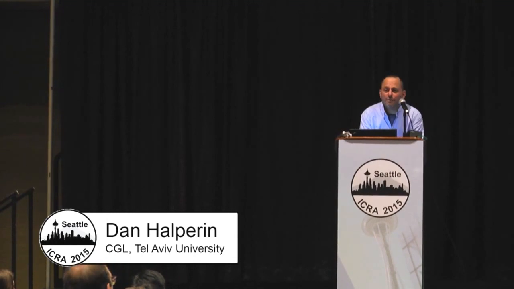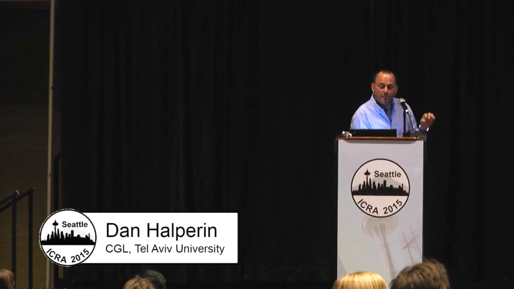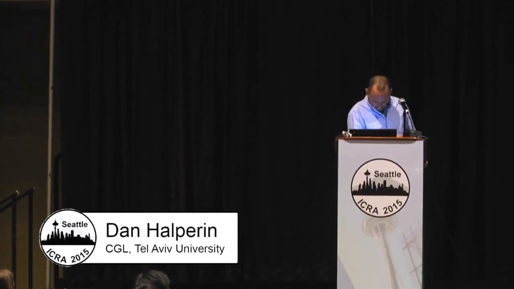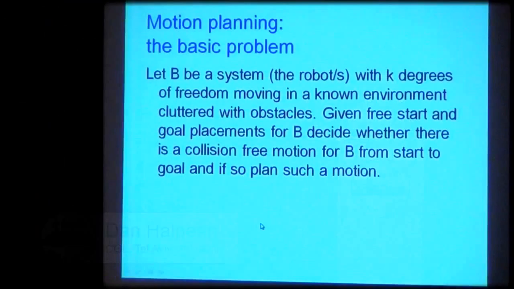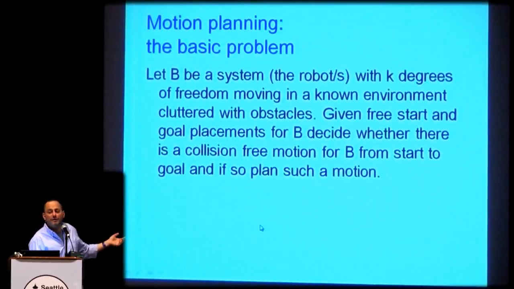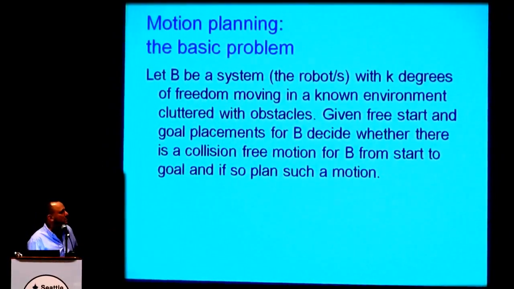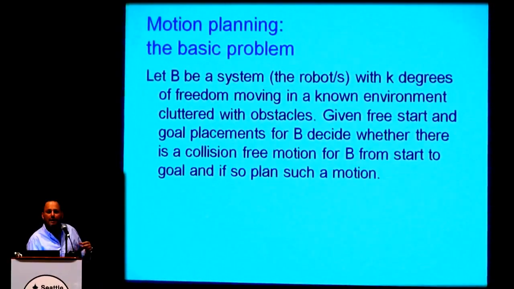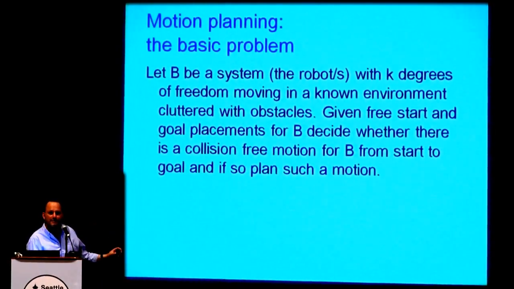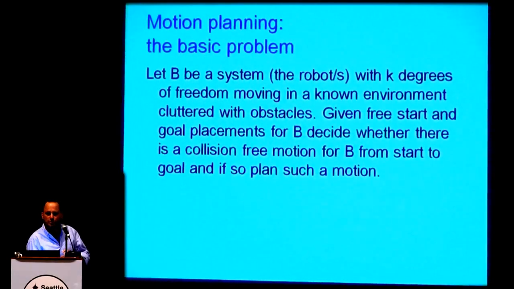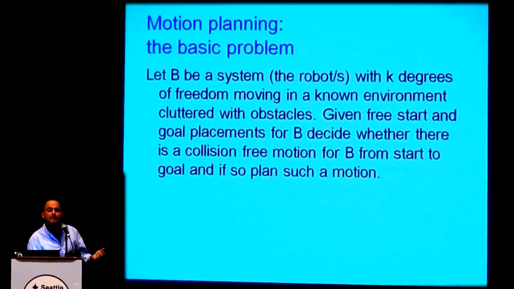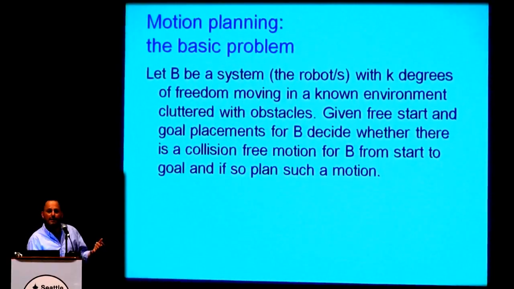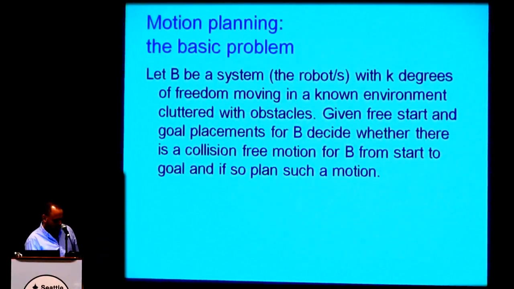To make sure we are on the same page, let me tell you what I think of as the basic robot motion planning problem. We are given a moving system. It can be one robot, several robots. They are moving in an environment which is known to the system, and they have to move from a free start to a free goal position. The problem is then to decide, is there a collision-free motion? And if so, to plan such motion.